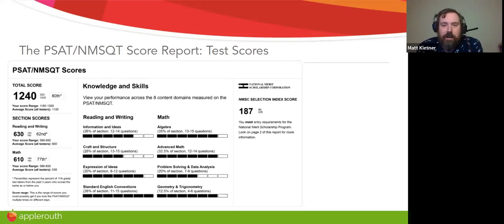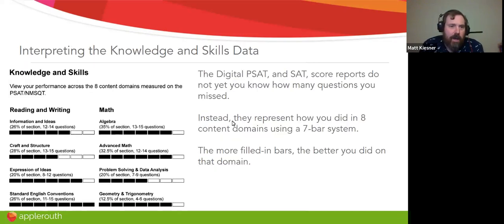And so I think they are providing National Merit scores for all students. I have not seen a freshman report, but I did see one for a sophomore. So know that everyone's getting one of these selection index scores. So let's try to understand these knowledge, skills, and data. I've already seen some questions in the chat.